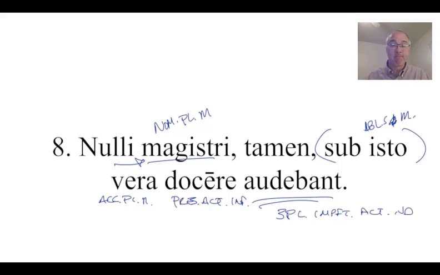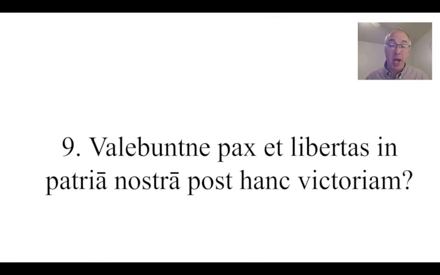So, number 9. Vale buntne pax et libertas in patria nostra post hanc victoriam. It's a question. We acknowledge the enclitic ne there at the end of the verb. Dismiss it because it gets in the way of the translation of the analysis. I mean, not really, but that's fine. Vale buntne, third person, plural, future, active indicative. Will they be strong? Whatever they are.